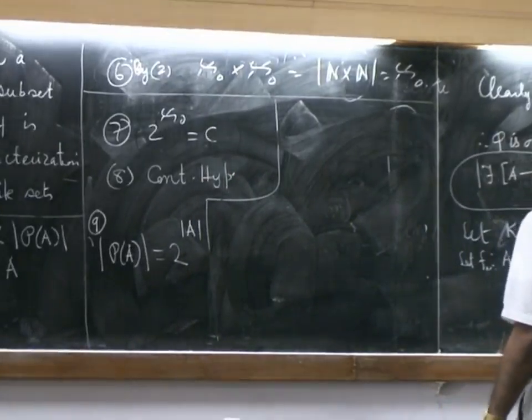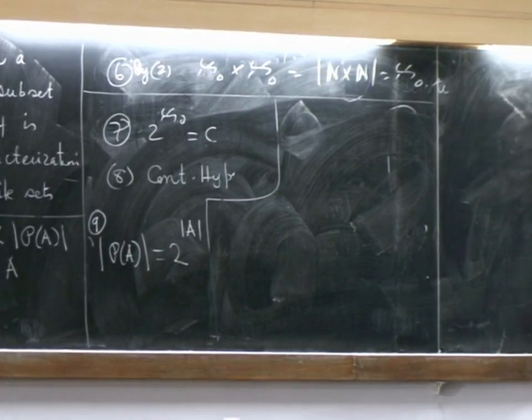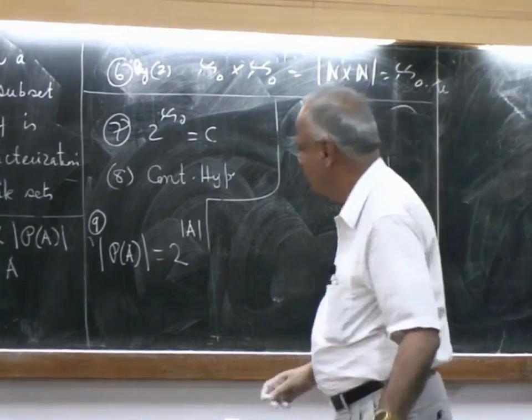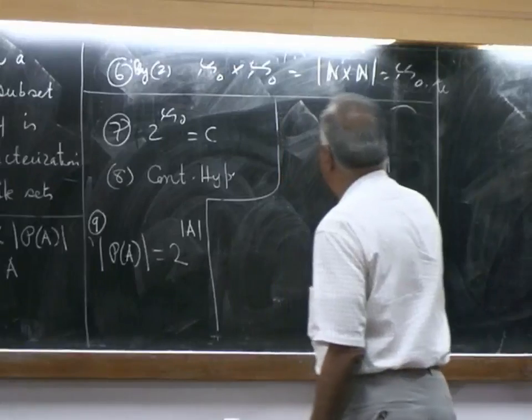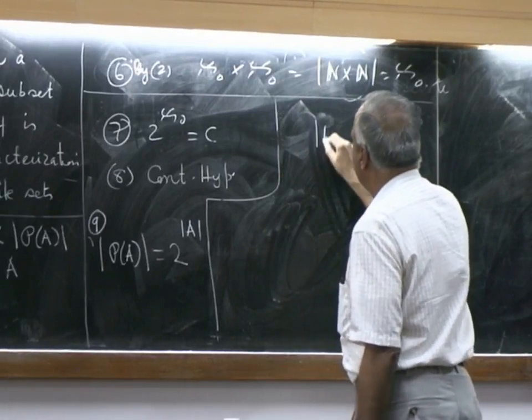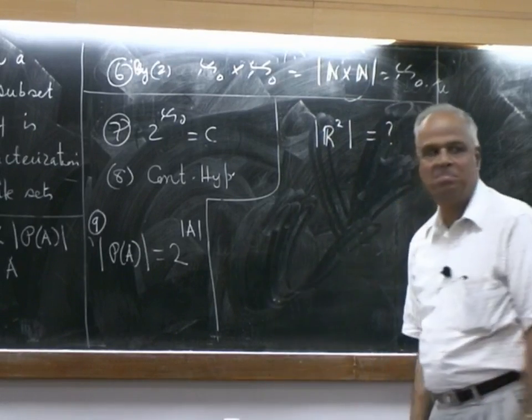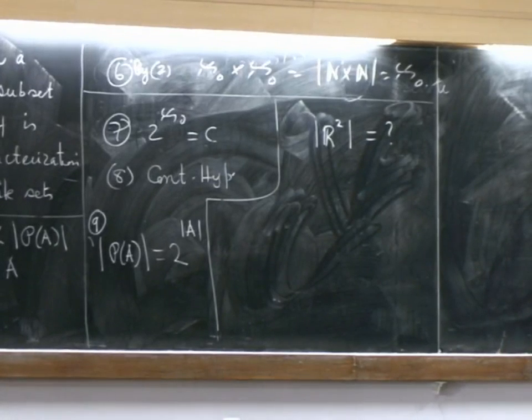Well, probably I started something last time, or the previous time. I should complete that now. Okay. Now here are some questions. What is the cardinality of R squared? That's a tricky question, right? What is the cardinality of the plane?